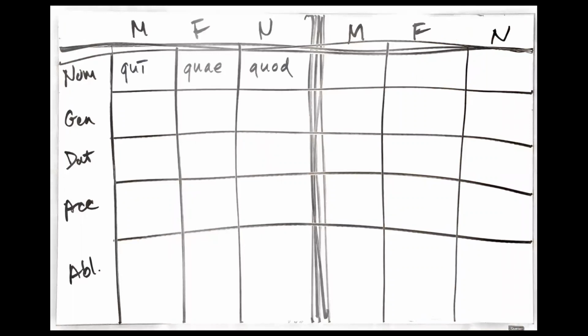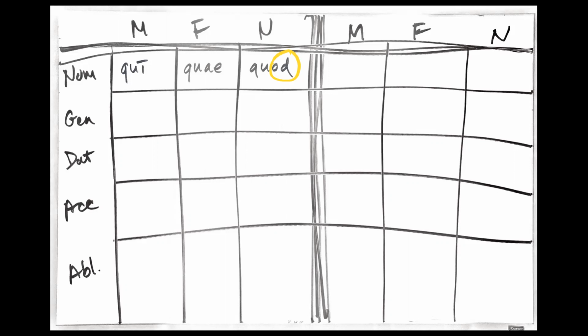Let's start with the forms that you find in the dictionary entry, quae, quod, who or what. Look at quod, it ends in a D. You've seen other things where the neuter singular nominative ends in a D: is, ea, id, ille, illa, illud, alius, alia, aliud.